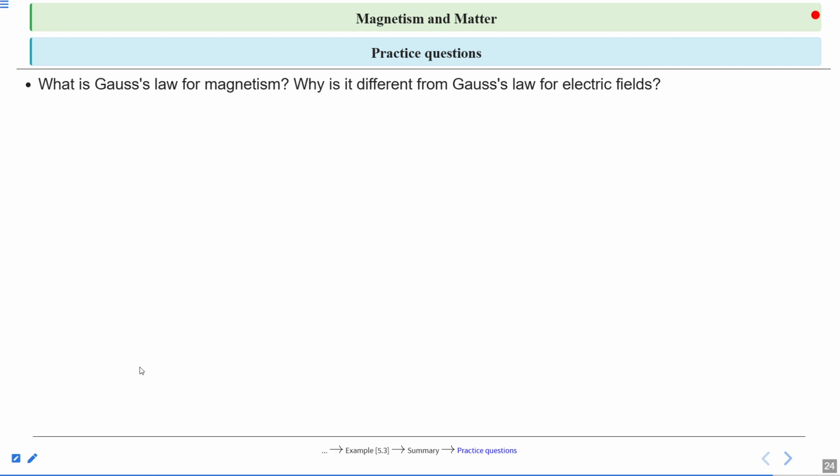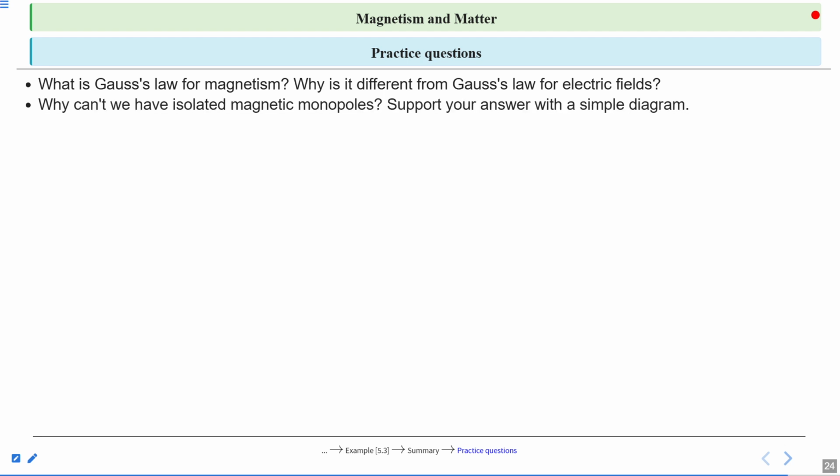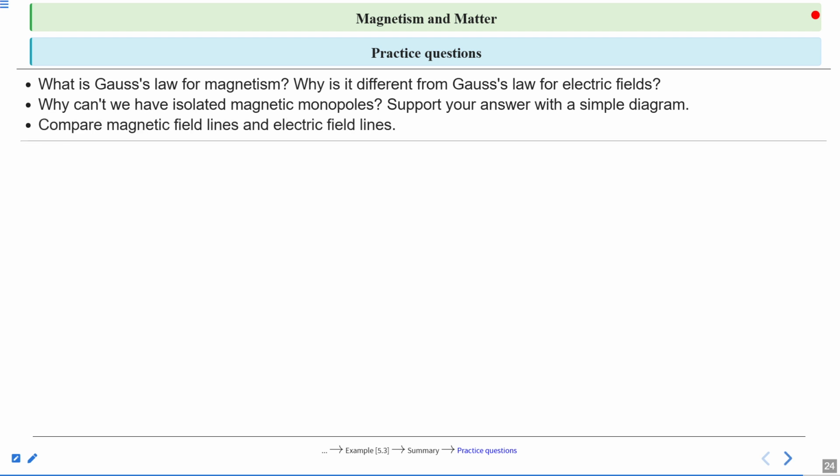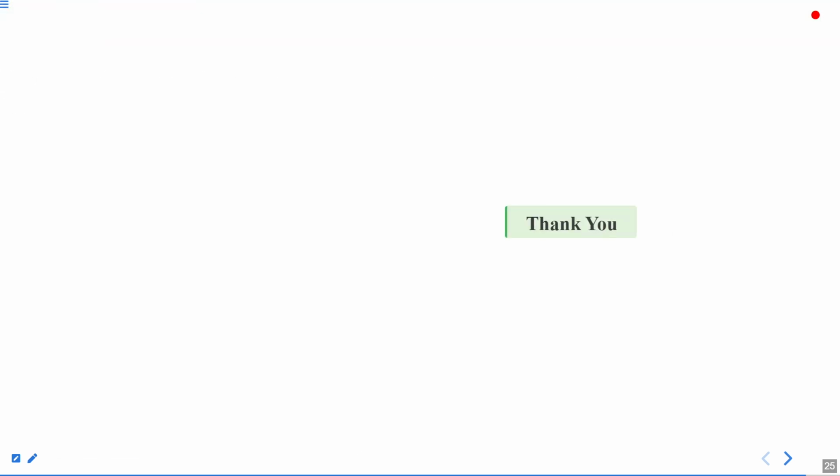Okay, so there are some practice questions. What is Gauss's law for magnetism? Why is it different from Gauss's law for electric fields? Second question, why can't we have isolated magnetic monopoles? Support your answer with a simple diagram. And another question, compare magnetic field lines and electric field lines. What are the similarities and differences? Got it? So that was the practice section.